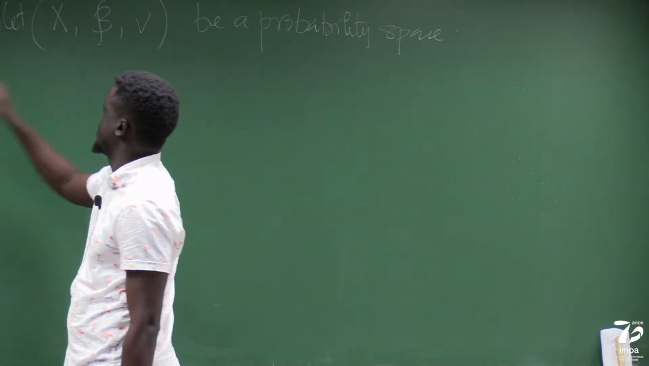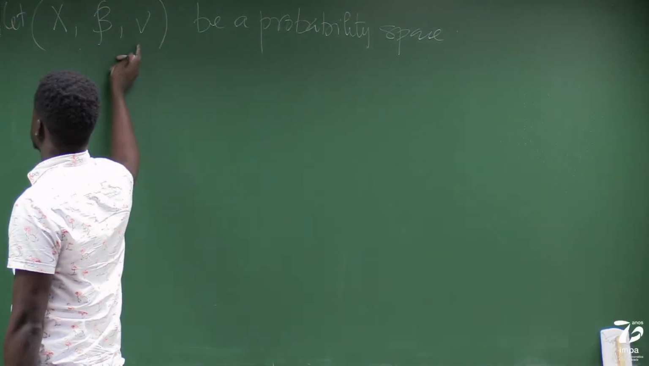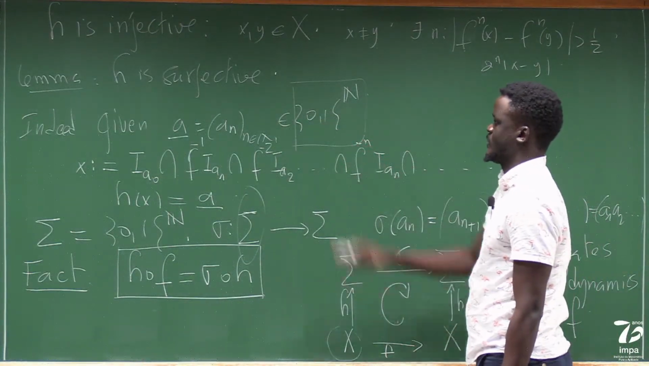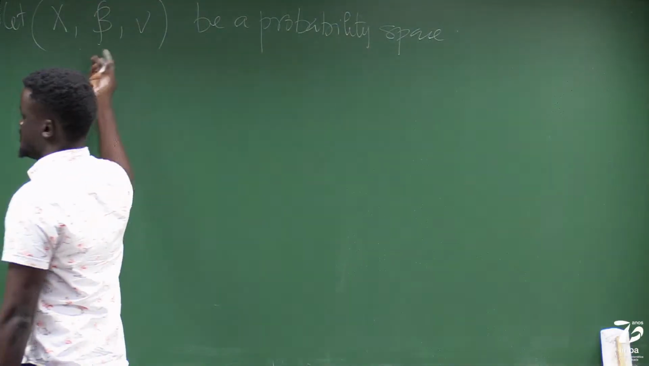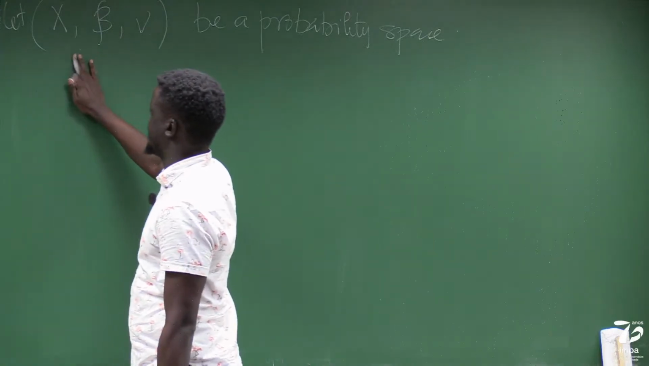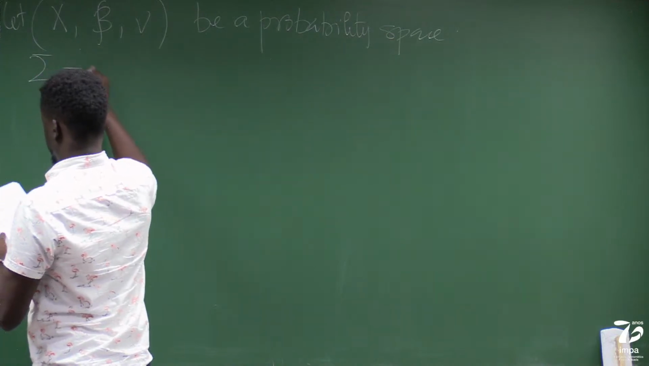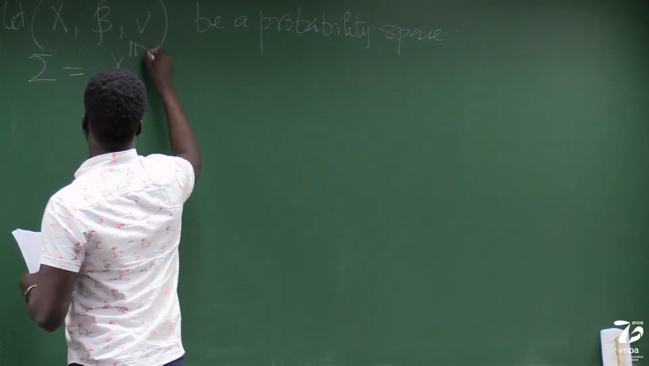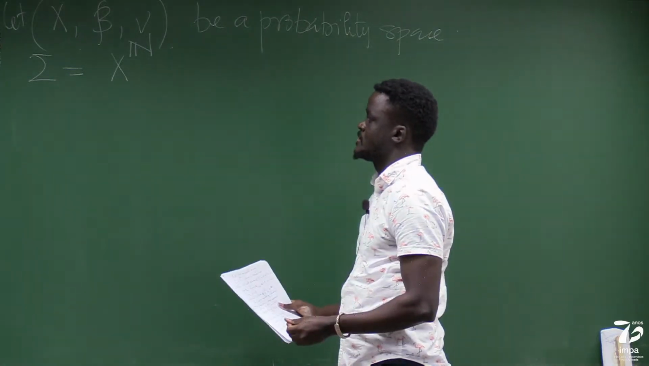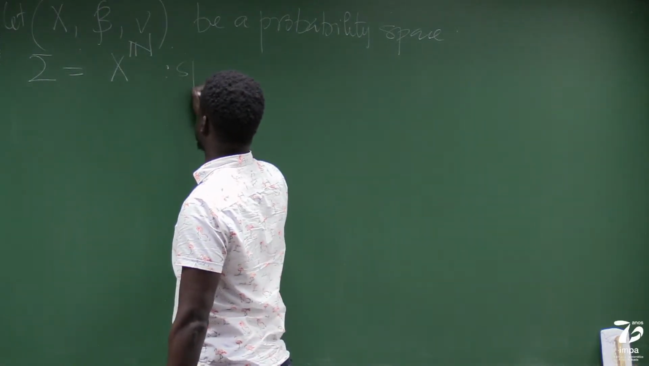In this example, X is {0, 1}, and nu is a measure on this, which will be a discrete measure. It just gives weights to 0 and 1, and B will be just a discrete sigma algebra. Okay, so we will have sigma is X to the power N. So this is a space of sequences.